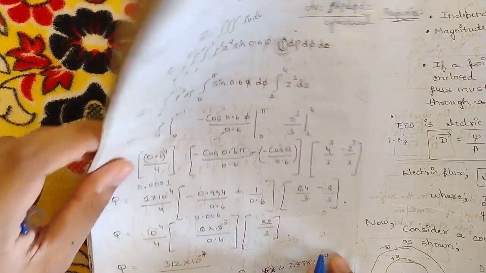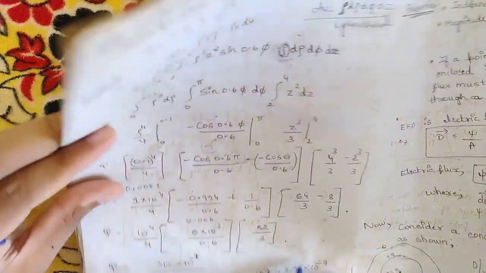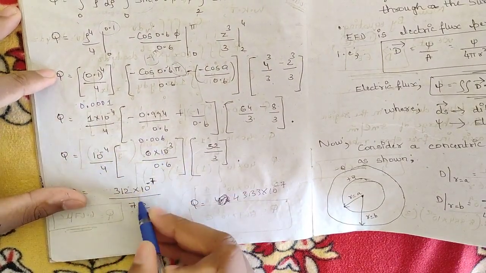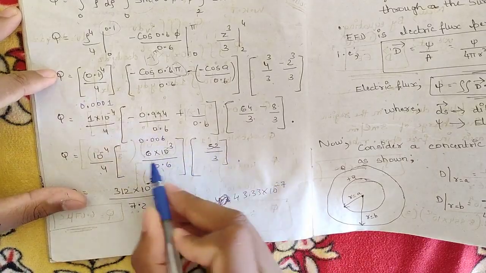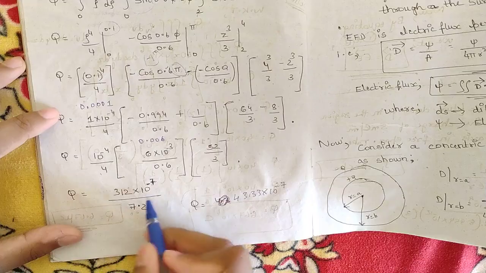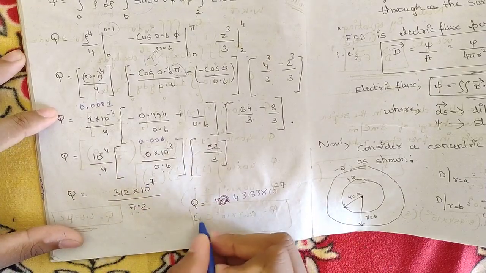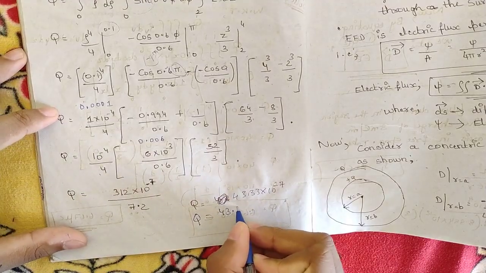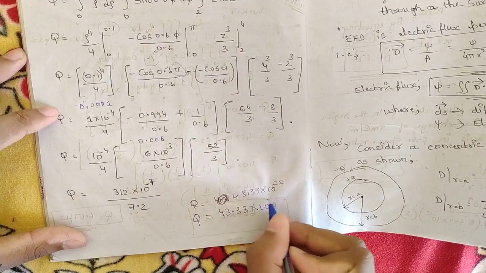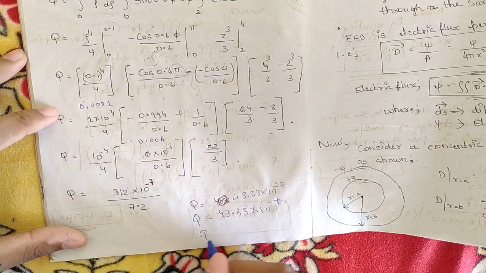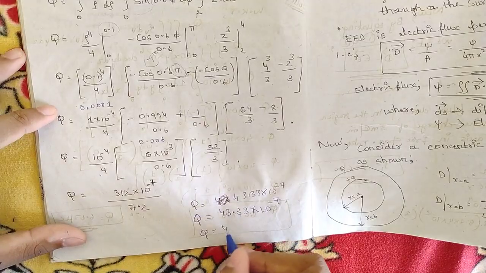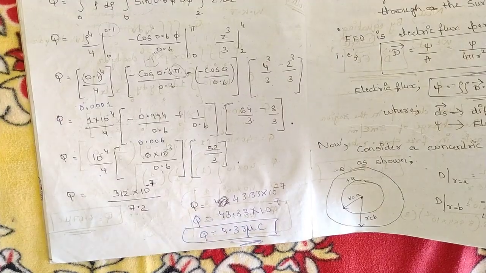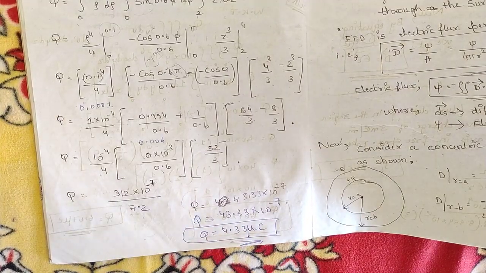After solving this, 4 into 0.6 into 3 equals 7.2, and 10 to the power minus 4 and minus 3 gives 10 to the power minus 7. 52 into 6 is 312. So Q is equal to 312 divided by 7.2, that is 43.33 into 10 to the power minus 7. If you want to write it in terms of micro, we can write simply 4.33 micro coulomb. So this is our final answer for the charge Q, that is 4.33 micro coulomb.